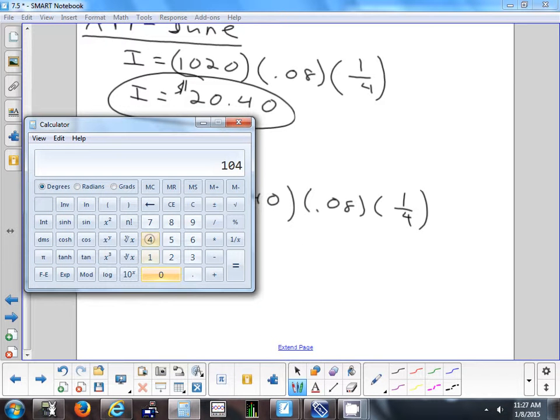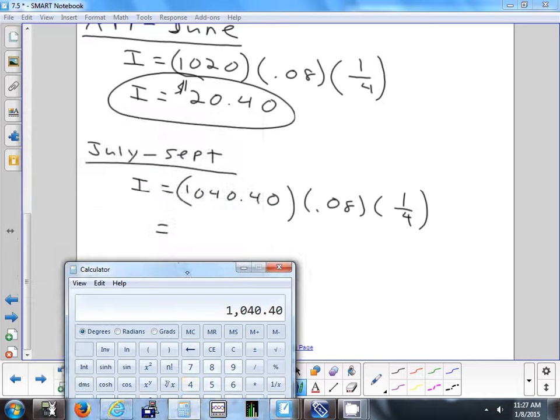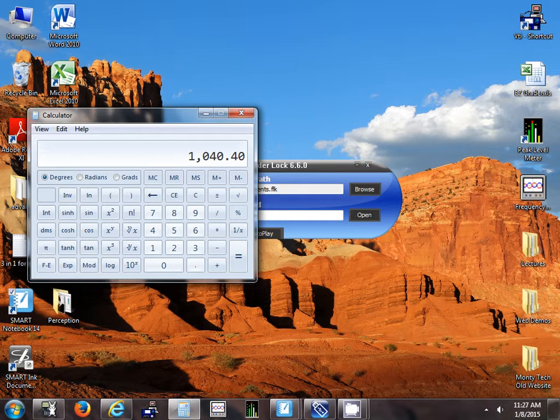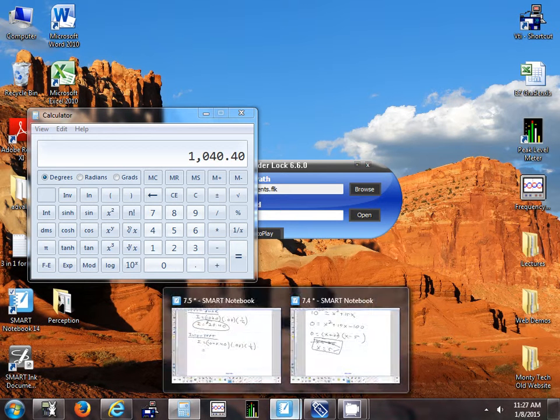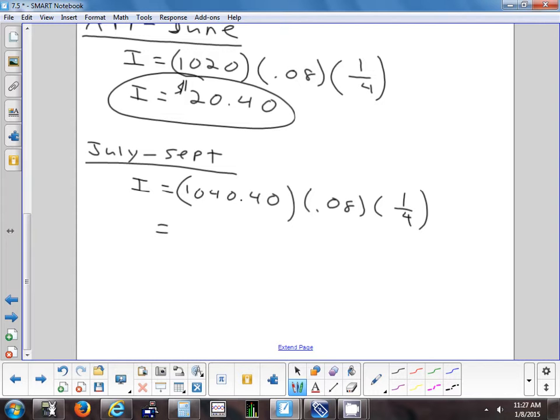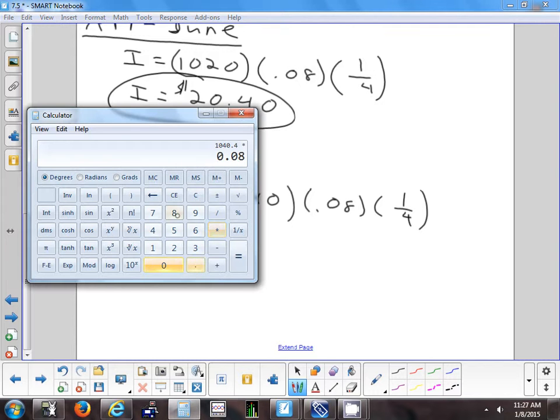So 1,040.40 times our rate of 0.08 times a quarter. Now, this is another thing that gets interesting in banking, the rounding. We're going to round this the way we normally would: $20.81. But what happens to that other little bit?